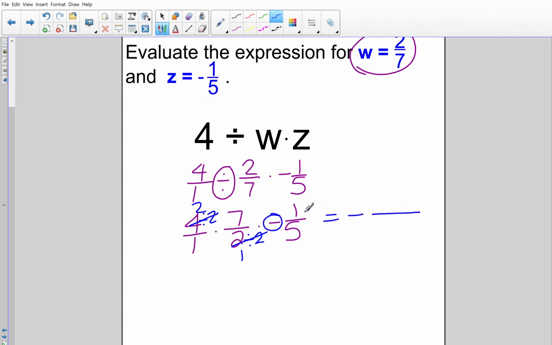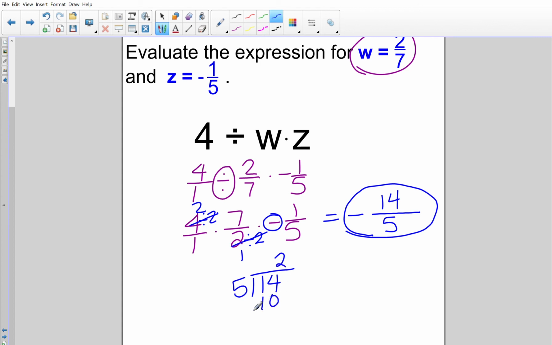2 times 7 times 1 is 14. Oops, I did an extra line there. Should be 14. And then on the bottom, I've got 1 times 5, which is 5. So negative 14 fifths. And that would be a great answer, unless they tell you they want it as a mixed number. And we would take 14 divided by 5. That's going to be 5 times 2 is 10 with 4 left over. So we would have negative 2 and 4 fifths as our mixed number.